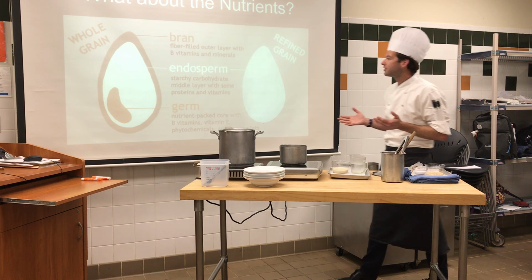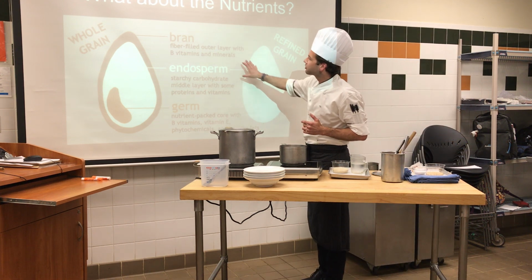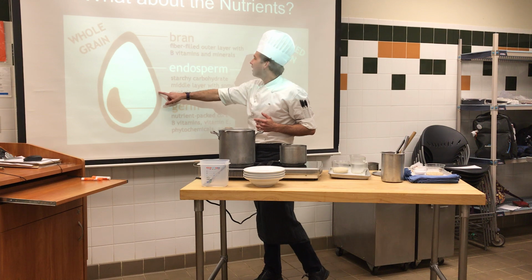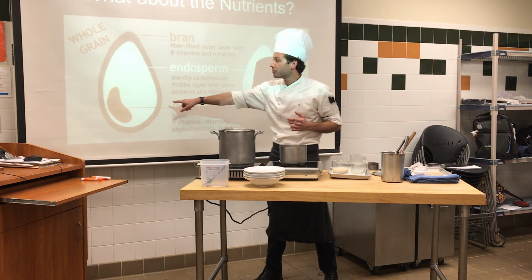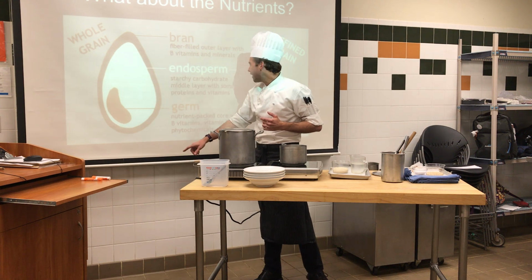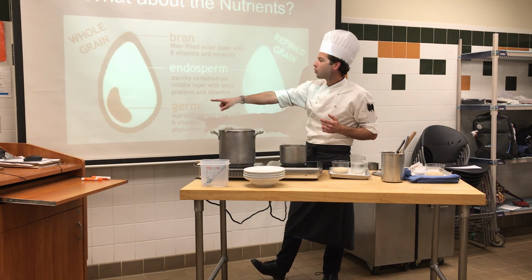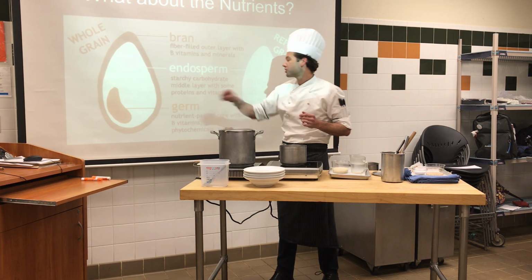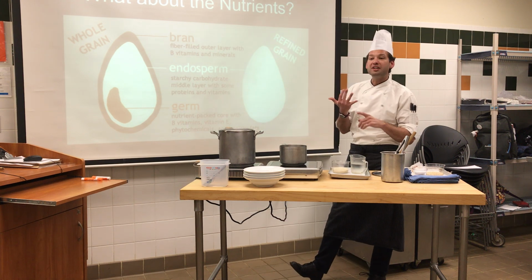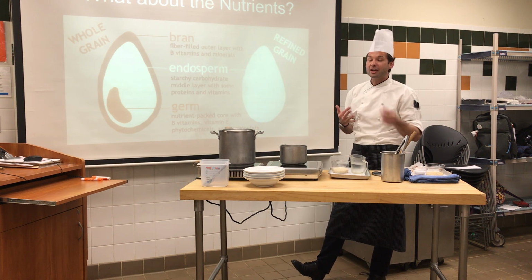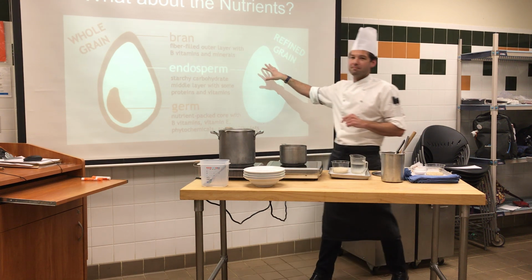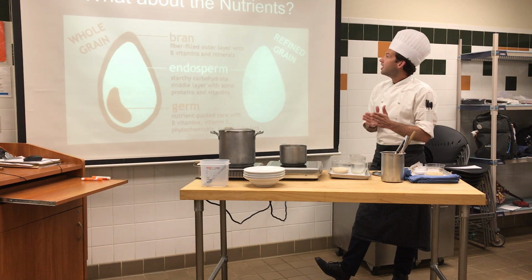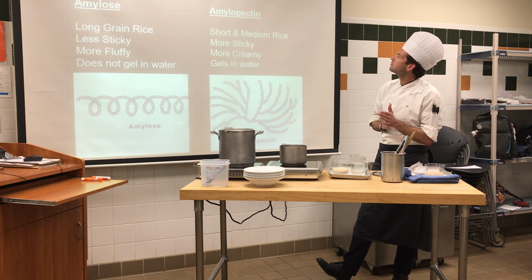So we talked a lot about this already, so we're not going to go through this much, but just a reminder, we have the fiber and a lot of the minerals and vitamins, the micronutrients, in the bran. We have the germ, which is packed with the proteins and also a lot of the micronutrients. And then we have the endosperm, which is primarily the carbohydrate macronutrient. Okay, you can go to the next one.